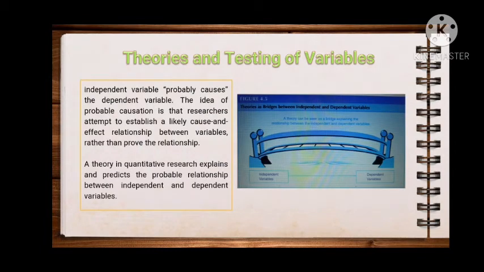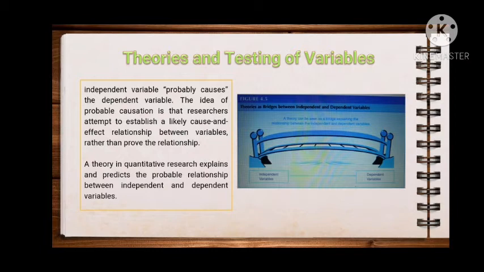Hi everyone, let's go to the next slide about theories and testing of variables. The independent variable probably causes the dependent variable. The idea of probable causation is the researcher's attempt to establish a likely cause and effect relationship between variables, rather than prove the relationship. Here we can look at the bridge between independent and dependent variables. From the independent variable to the dependent variable, there is a theory that can be seen as a bridge explaining the relationship between the independent and dependent variables.